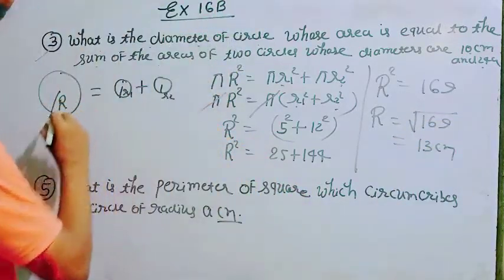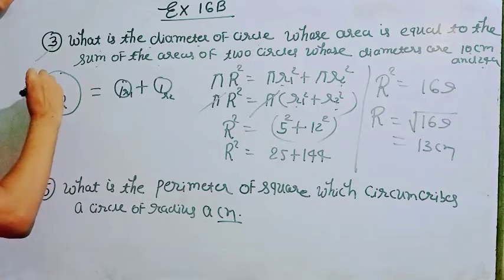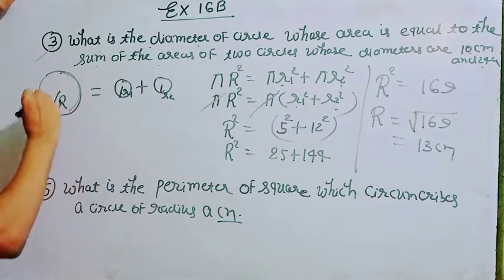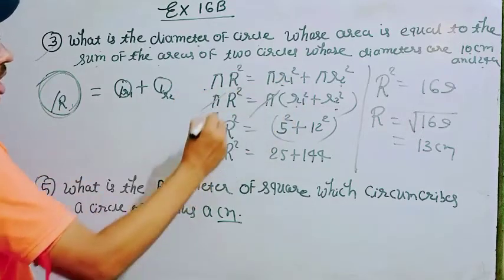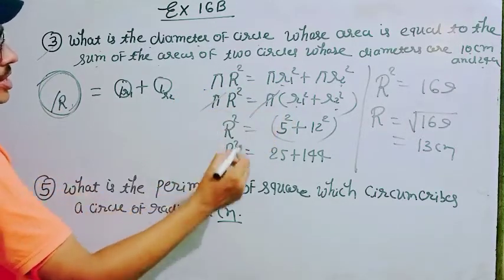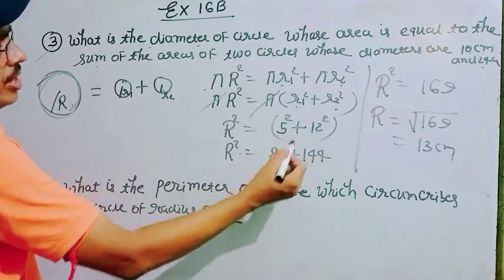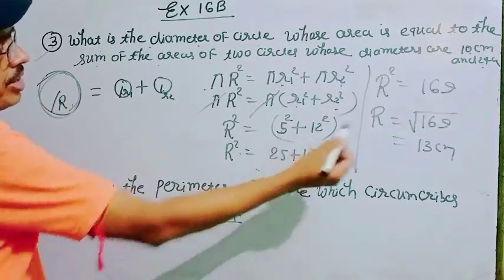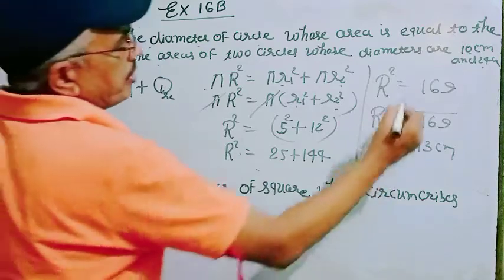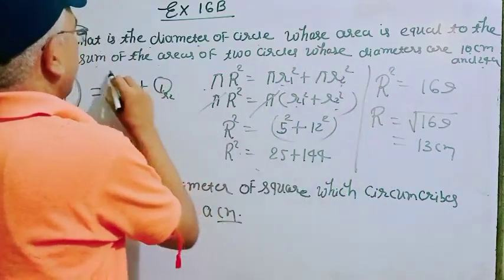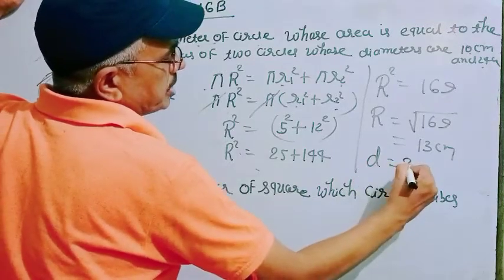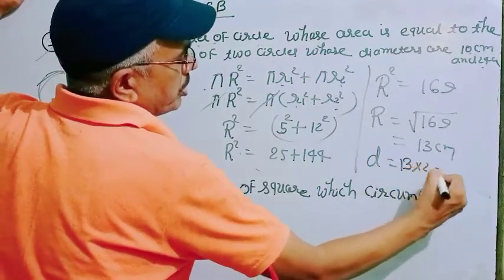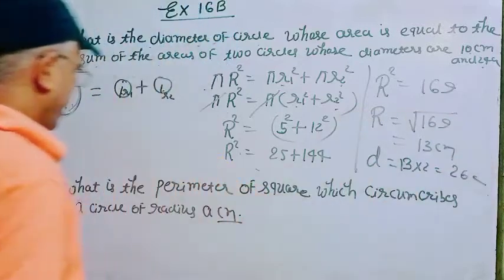So when your question is related to the sum of the areas of two circles being equal to the area of the third circle, first you write the formula and take the common part out from everything, and after that you find the value of r. Your question is, what is the diameter? If r is 13, then the diameter is 13 into 2, that is 26 cm.